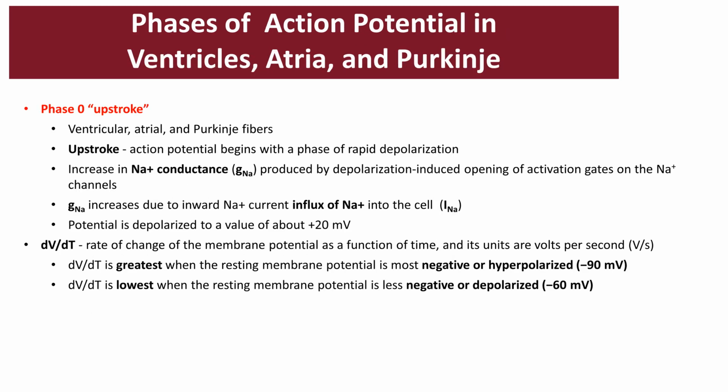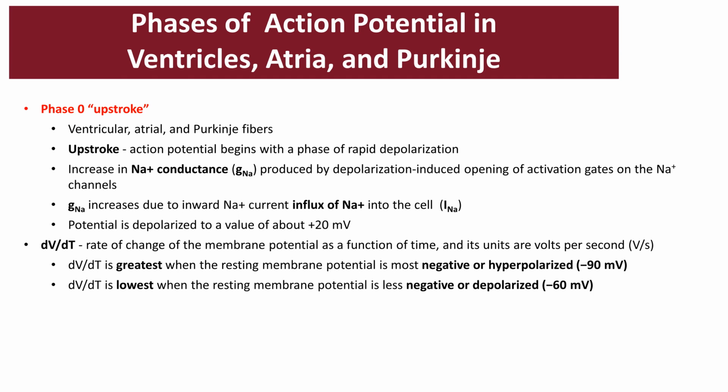Let's take a look at each of these phases. The first phase is called phase 0, also referred to as upstroke in the action potential. Again, this happens inside the ventricles, atria, and Purkinje cells. The upstroke is the initial upward deflection of the action potential as it begins to rapidly depolarize. There is going to be an increase in the sodium conductance expressed as G subscript Na. This is produced by depolarization-induced opening of activation gates of the sodium channels.